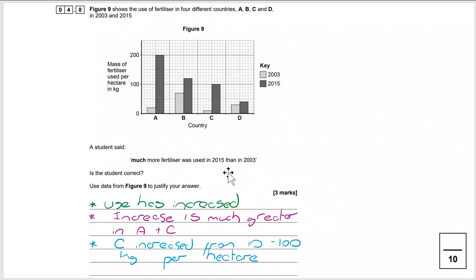The one that I've chosen is that C has increased from 10 to 100 kilograms per hectare. So it's gone up by 1,000%. It's gone up by 10 times. And that takes us to the end of the question.